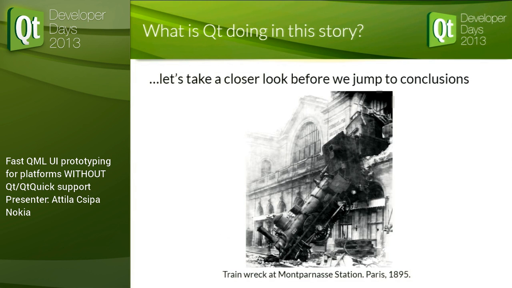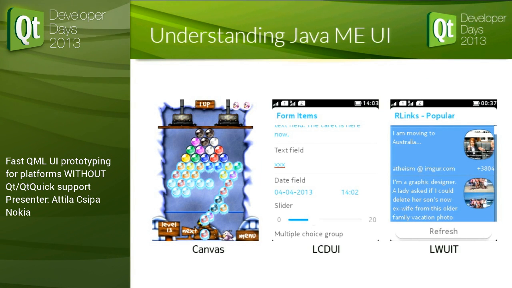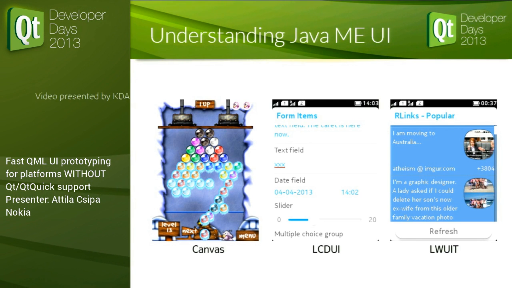But to understand the problem, let's see how Java ME UIs are constructed. There are 3 ways of doing this. One is canvas. We draw pixels. We own pixels. We already discussed that drawing pixels is not really a fast way to get to UIs.